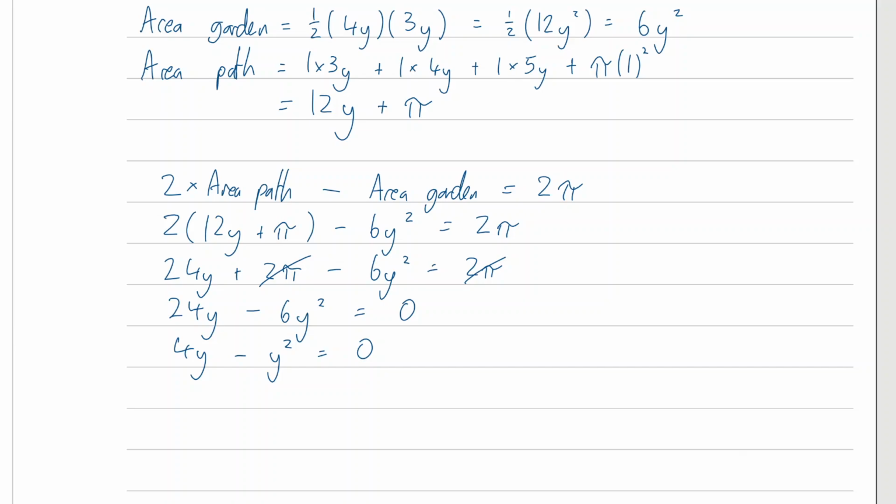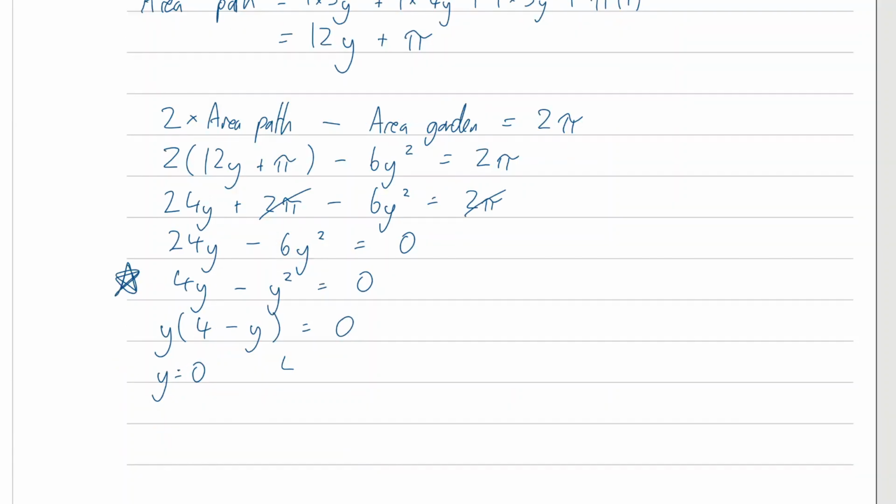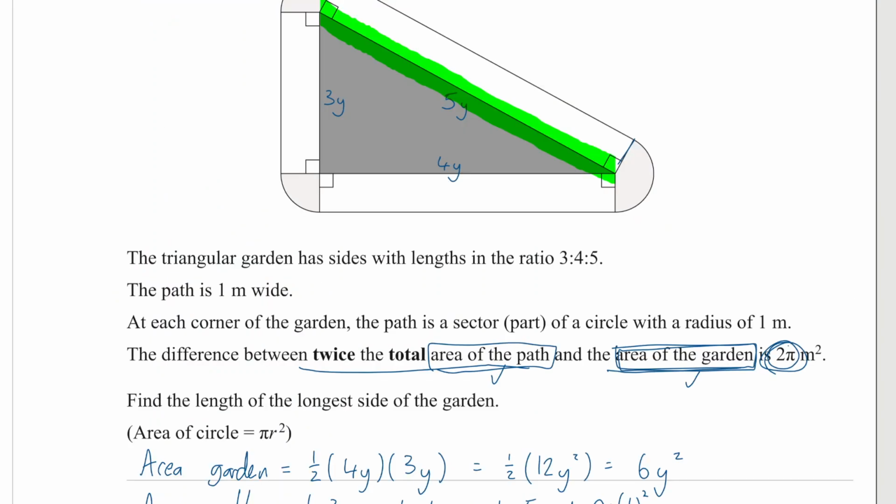So to solve this, you could use your calculator. I'm just going to factorize because I see they both have a y. And we're left with y times 4 minus y. And so either y equals 0 or 4 minus y equals 0. In other words, y equals 4. Great. Now, can y equal 0? Doesn't really make sense, right? We wouldn't have a garden. We'd just have a circular path. That's a circle. So we can ignore y equals 0.